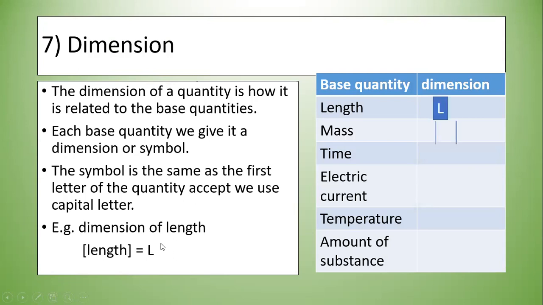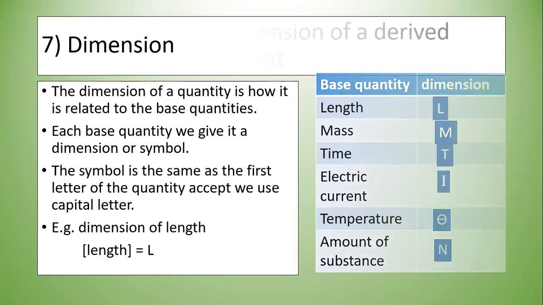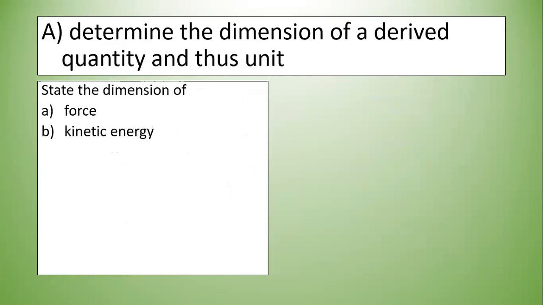Right? Length L, mass M, time T, electric current, capital I. Instead of T, where it can be confusing, we change temperature to theta. Amount of substance, capital N. Right? These are the 6 base quantities that you need to remember. So you should be able to determine the dimension of derived quantities and their unit.